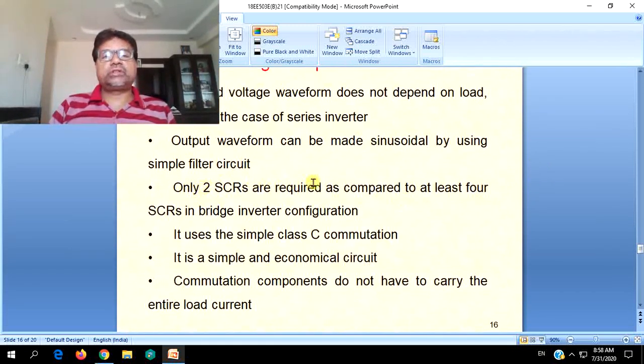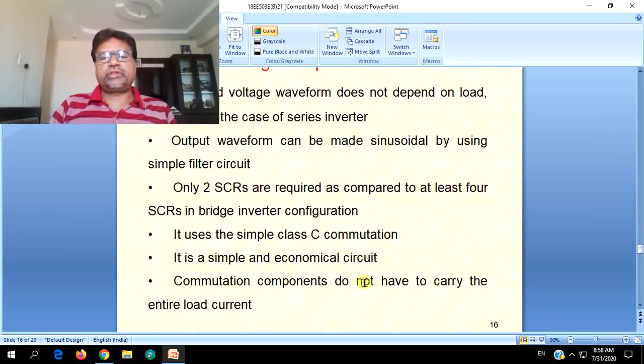Only 2 SCRs are required as compared to at least 4 SCRs in a bridge type of configuration. For a bridge inverter configuration, you need 4 SCRs. In this case, only 2 SCRs will do the job. It uses the simple class C commutation, as it is simple and complexity is less. It is an economical circuit also.